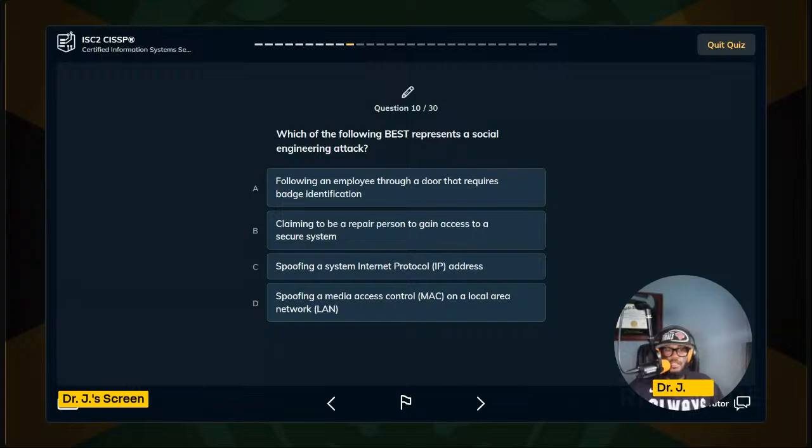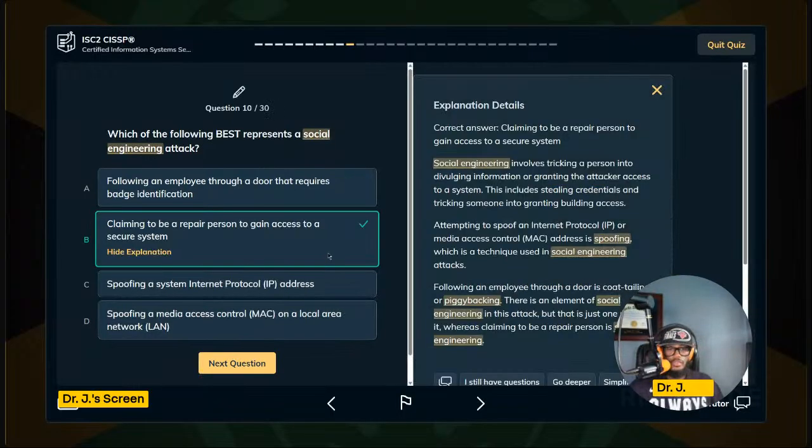I say that has to be Bravo, claiming to be a repair person to gain access to a secure system. Yeah, social engineering involves tricking a person into divulging information or granting the attacker access to a system. This includes stealing credentials and tricking someone into granting building access.